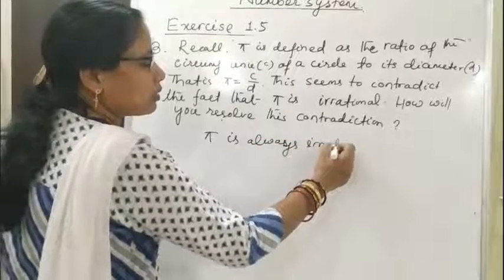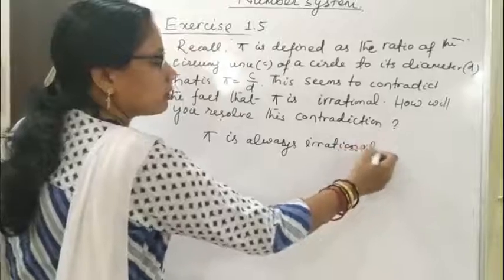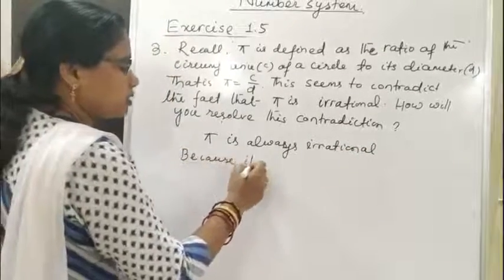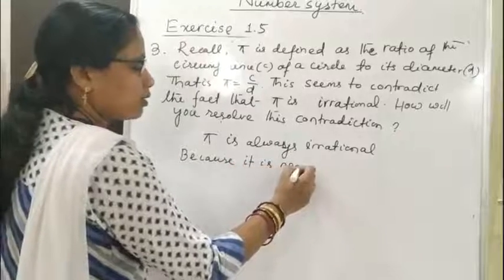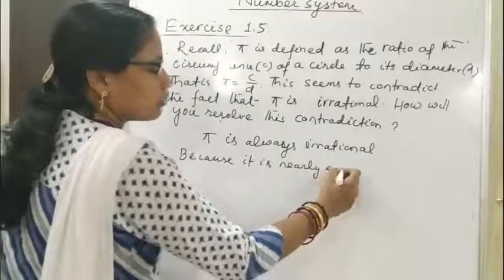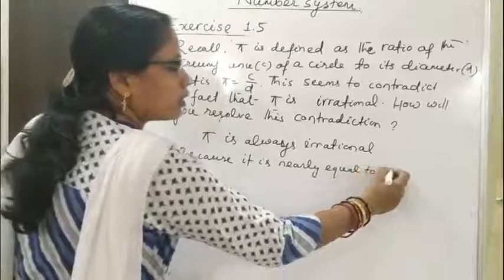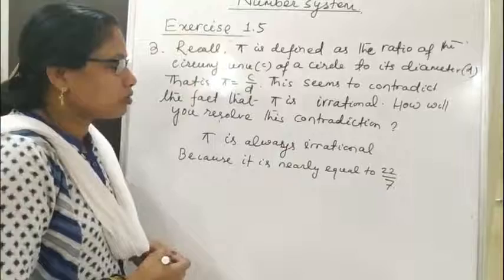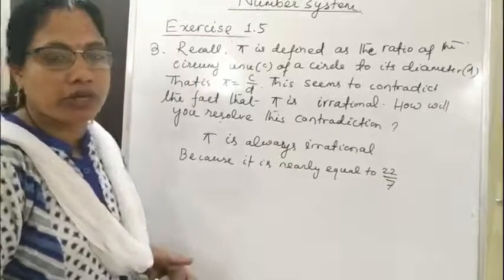So pi is always irrational, because 22/7 is only nearly equal to it. Just remember this: 22/7 is the approximate value of pi.